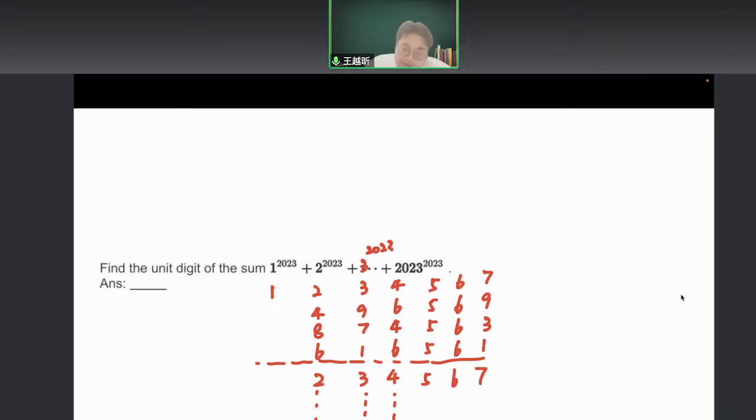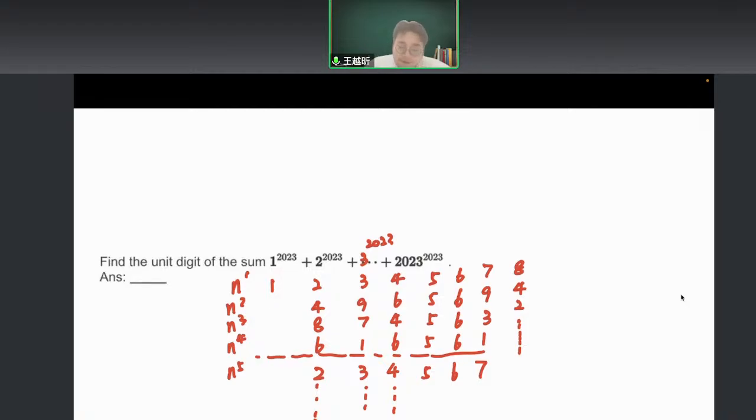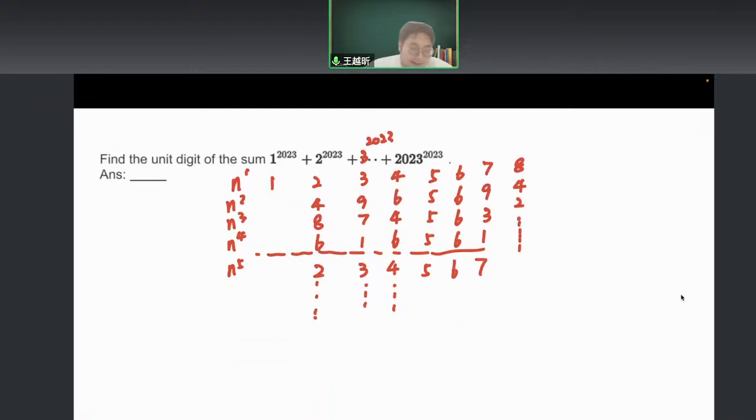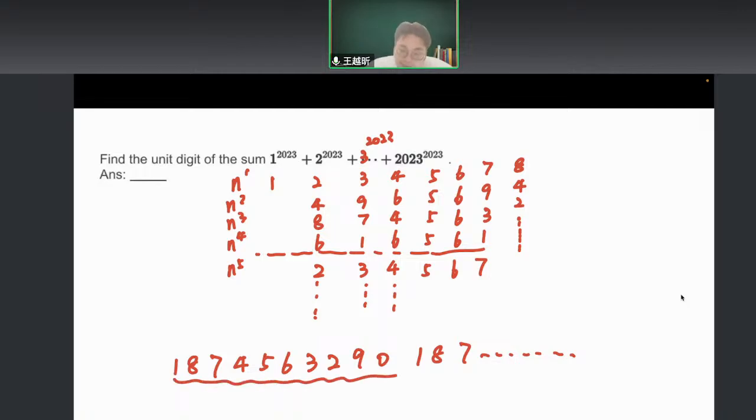This one is something to the power 1, something to the power 2, power 3, power 4, and power 5. So this one, yeah, 8, 4, 2, and so on. Okay, maybe after that, you may have already found the pattern. Actually, the pattern is just 1, 8, 7, 4, 5, 6, 3, 2, 9, 0, 1, 8, 7, and so on. So this one is a group. This one, 10 numbers. So 10 numbers is a group.